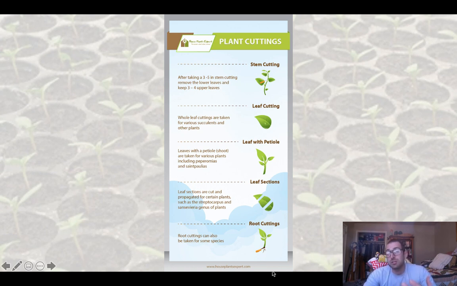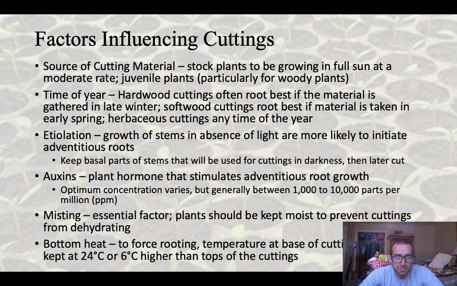Right? And all of these could be used, depending on the different type of plant, to propagate, make new plants. There are some factors that influence cuttings: the source of the cutting material, especially if we're talking about woody plants. You may want to use, for many of them, juvenile plants. Right when they go through that phase change and they become mature, they often can't be used. You can't take cuttings from them for some of our plants.